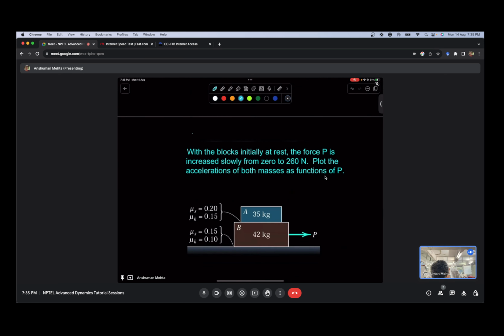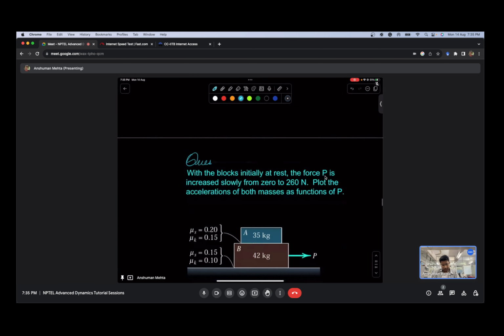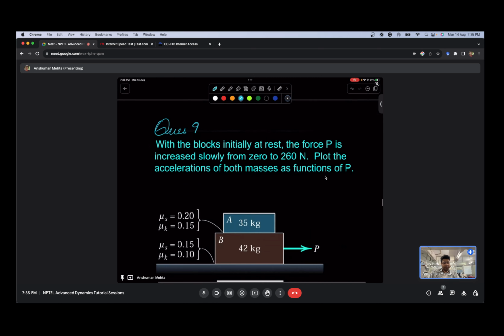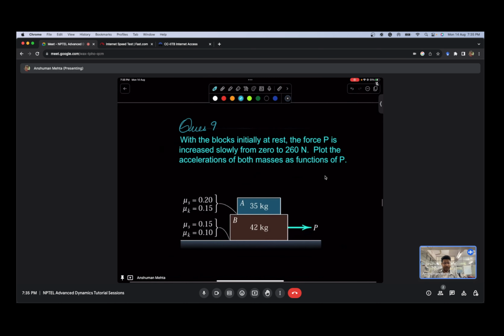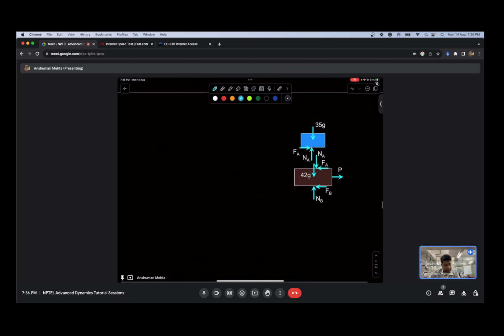Now moving on to question number 9. With the block initially at rest, the force P is increased slowly from 0 to 260 Newton. Now we have to plot the acceleration of both masses as a function of P. So all the data are given, and this is our scenario.